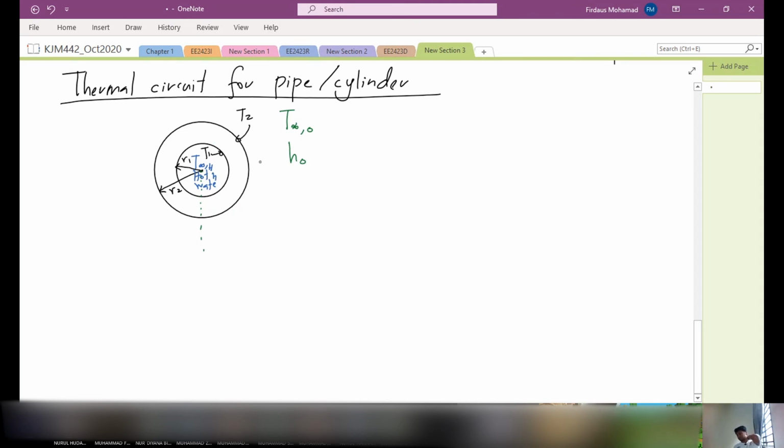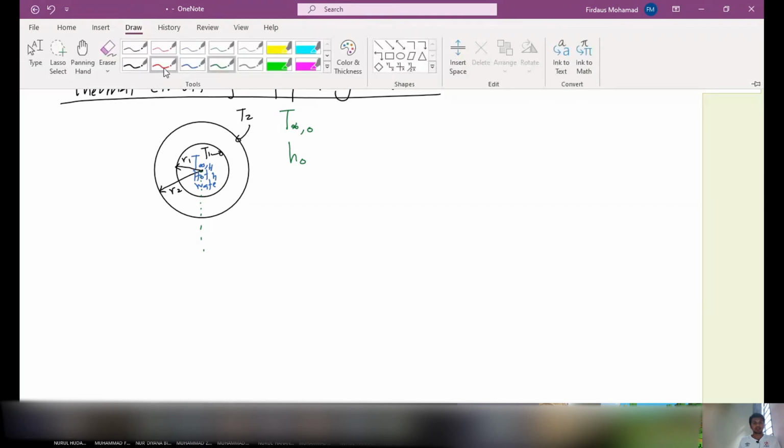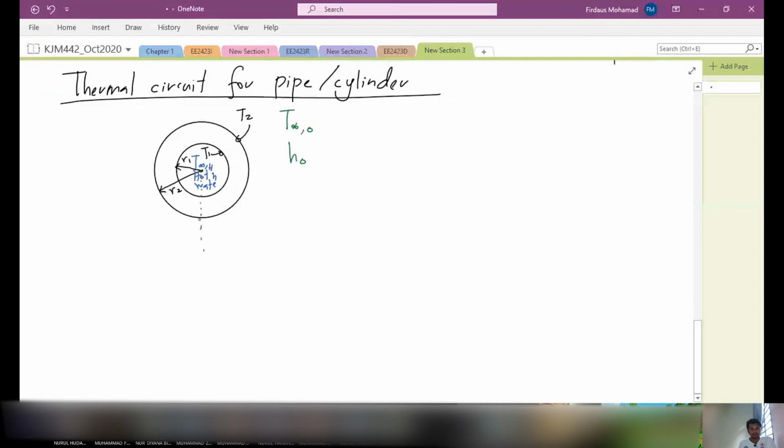Ada berapa resistance? 3. Yeah, setuju? Tiga. Okay, so maknanya sekarang ni sudah faham lah. So kalau kita start kat sini, first resistance, it is from T. T apa? Daripada T1 ke T ambient? T ambient.